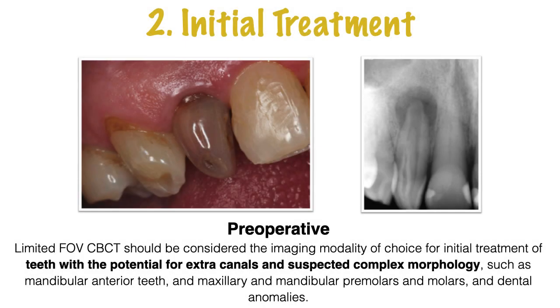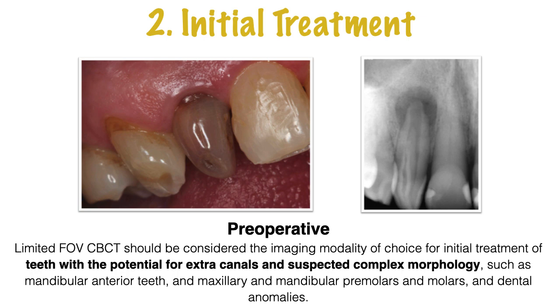Great, so these are great examples of how CBCT scan can help us with diagnosis in endodontics. Let's talk a little bit about treatment. Initial treatment is when the root canal treatment is being done for the first time. It's not a retreatment, it's called initial treatment. For initial treatment, a CBCT scan should be considered the imaging modality of choice for treatment of teeth with the potential for extra canal and suspected complex morphology.